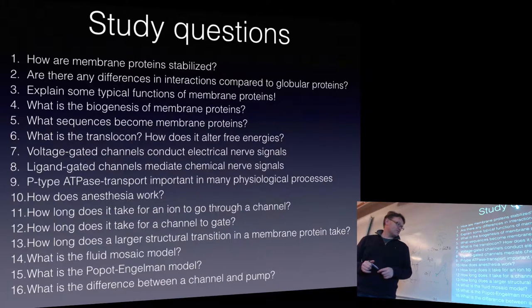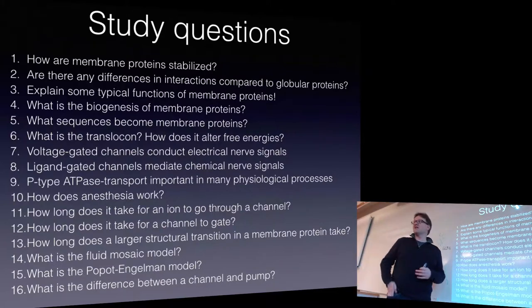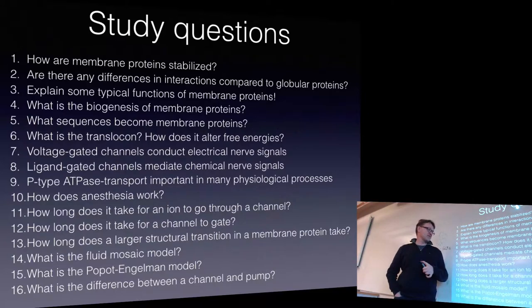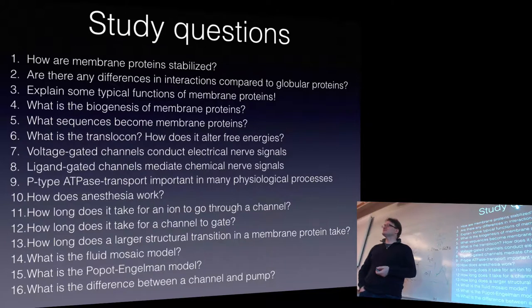And again, not that you need to know it, but there is this other name. If you hear about the Singer-Nicholson model, that's the fluid mosaic model, the guys behind it. And then we had the other model called the Popo-Engelmann model, which also had another name. And the reason why I say Popo-Engelmann is because if I tell you the other name, it's going to be so much more obvious what it does. What was that other name?